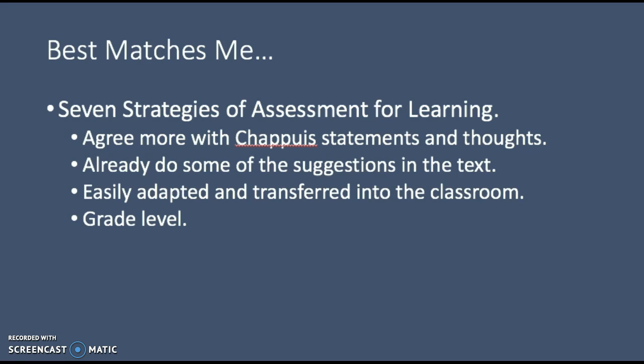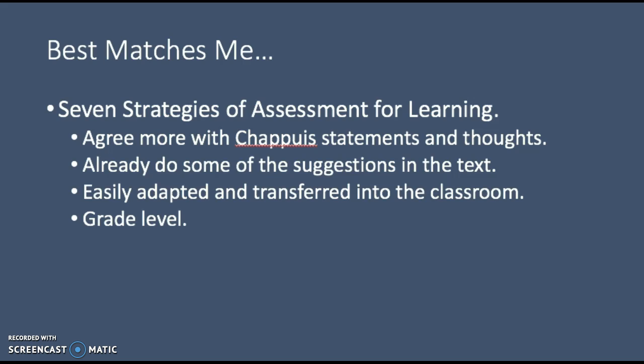The one that best matches me and my learning style, or my teaching style, 7 strategies of assessment for learning, I think more aligns with how I teach. I agree more with the statements in that textbook, and I already do some of the suggestions that the text gives as far as revision and keeping track of their own learning. And that being said, the strategies that I don't use in the classroom, I think that they can be easily adapted and transferred into the classroom.